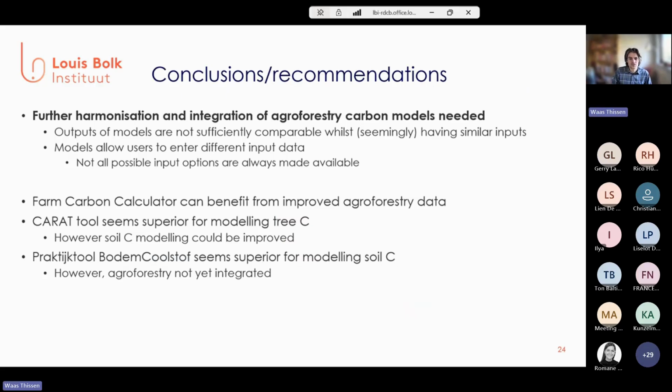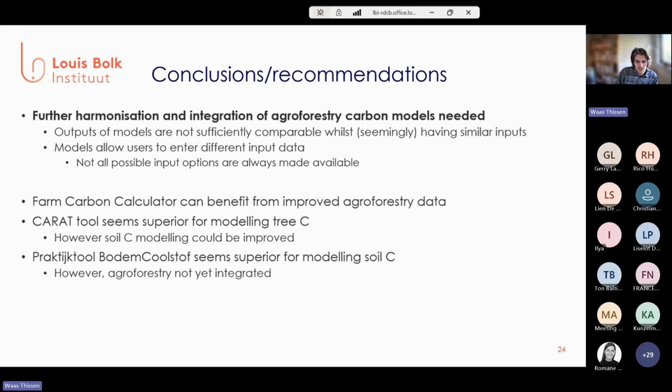So to come to conclusions or recommendations, in my personal opinion, I think further harmonization and the integration of agroforestry carbon models is needed. The outputs of models are not sufficiently comparable while seemingly having similar inputs, at least to the casual user, which I think is a project manager or a farmer that doesn't know all the details or the workings of the model.